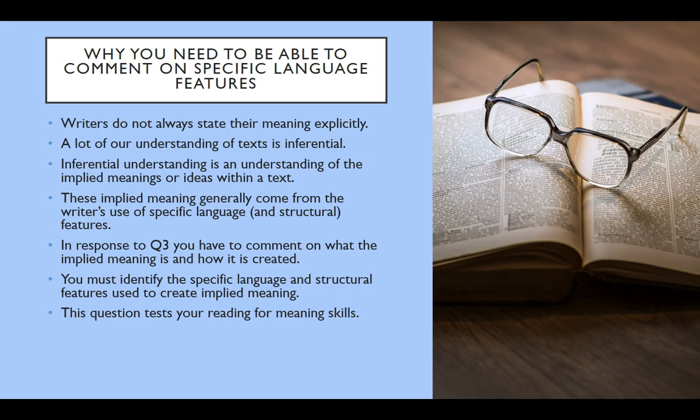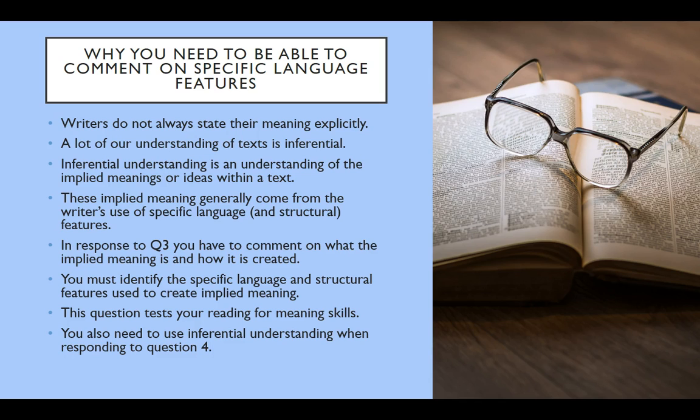And question 3 is testing your reading for meaning skills. They're looking to see that you're not just reading superficially, you're not just skimming the text, you're actually paying attention to the individual words, the way that those words are linked together, the way the writer structures their text. When you come on to question 4, which asks for a broad evaluative overview of the text, you are also going to have to use inferential understanding to be able to comment on the particular aspect of sight that is referred to in the question for that.